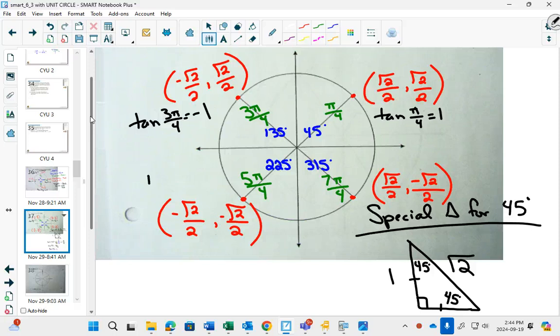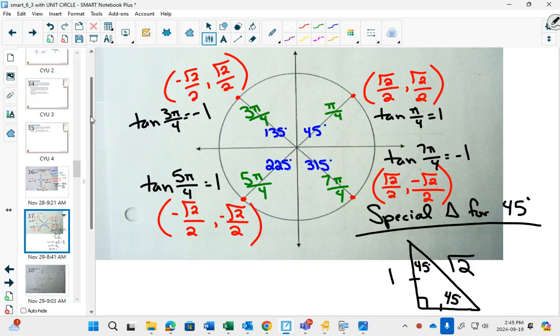In quadrant 3, your CAST rule says tan is positive. If you did sine divided by cos, a negative number divided by a negative number, you would get positive. And finally, tan of 7 pi over 4 is equal to negative.